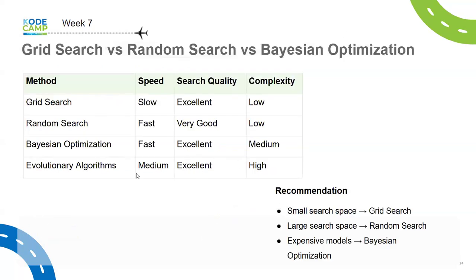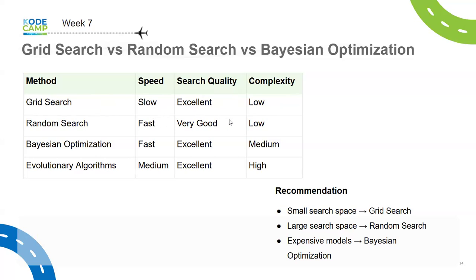So when you compare all of these, the three methods for model search that we have talked about, you find that the first one, grid search, speed is slow because it's basically testing every single thing. But search quality is excellent. It must find it. The complexity is low. That's why it's a grid search. It searches every single possibility. Random search is faster, right?